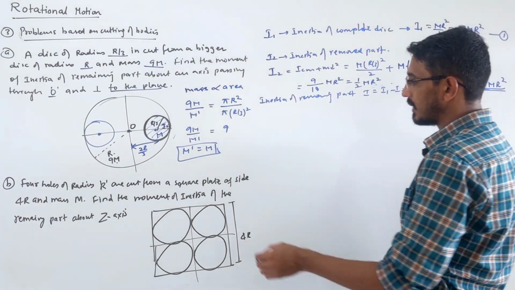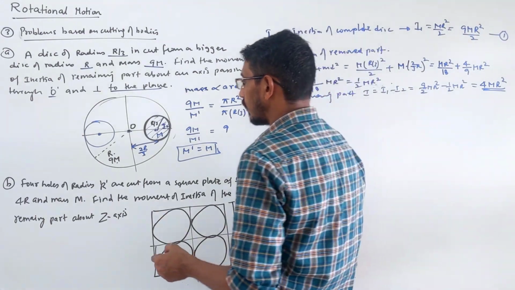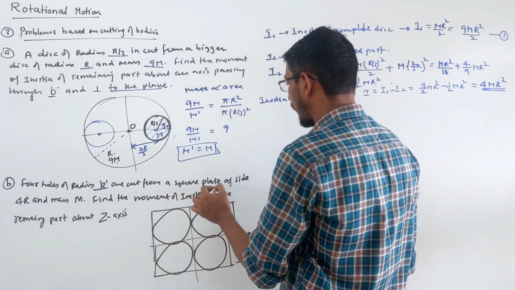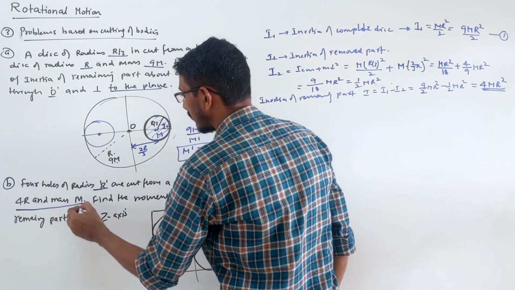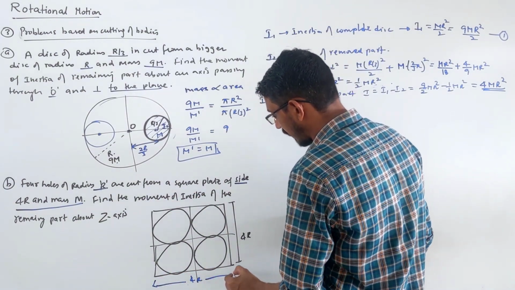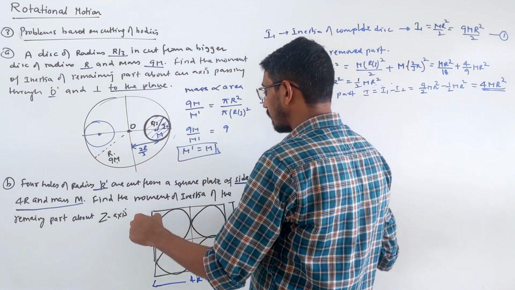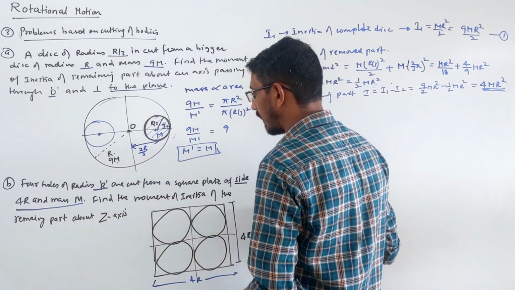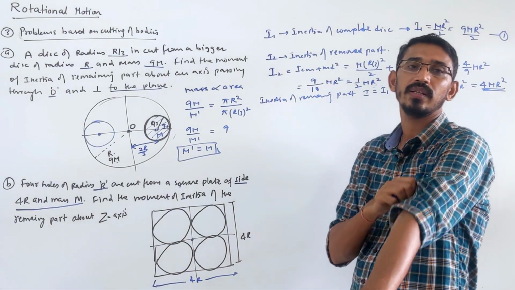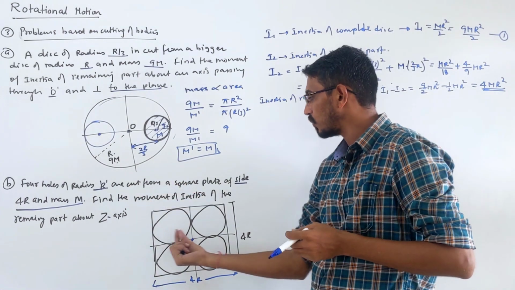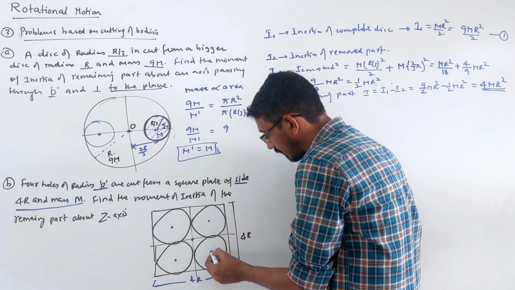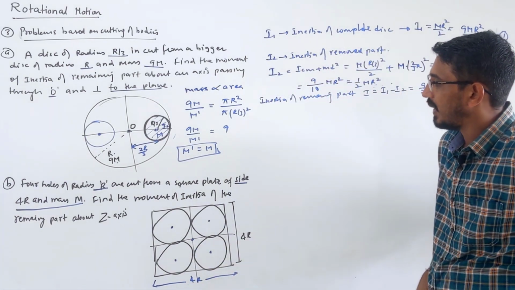Okay, let's check this question. Four holes of each radius r are cut from a square plate of side 4r and mass m. This is a square plate of side 4r, this side also 4r, and the mass is m. They are cut and removed. Find the moment of inertia of the remaining part about the z axis. About this point you have to calculate the inertia of the removed part. So four holes, or four discs, are cut and removed this way. These are the centers of the individual discs. So the first job is to find the mass of each disc.